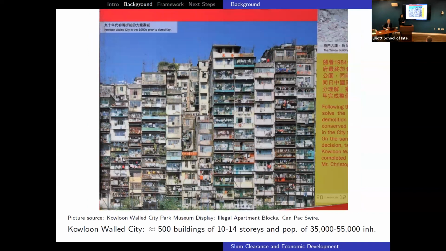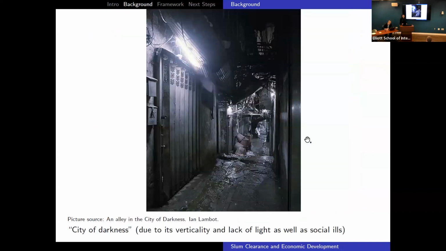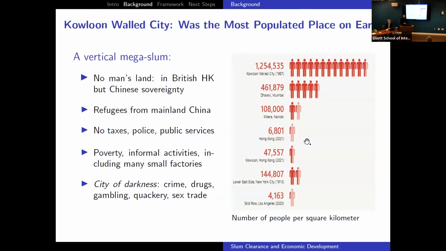So this was how it looked from the outside. And this is how it looked from the inside. We call it City of Darkness because of the verticality and lack of light, as well as social ills inside the slum. So basically, as you can see, it was a vertical mega slum, no man's land.